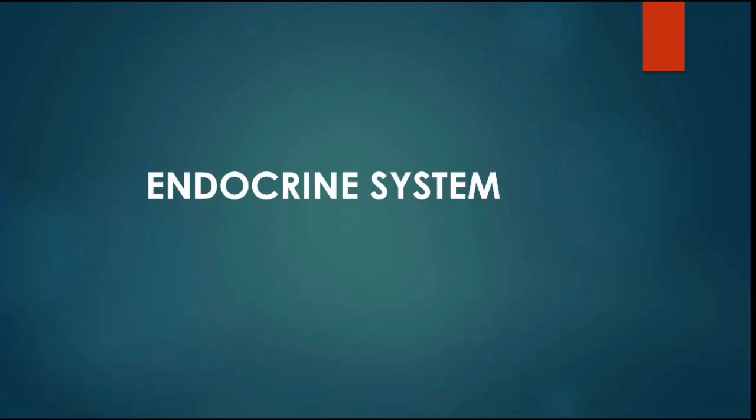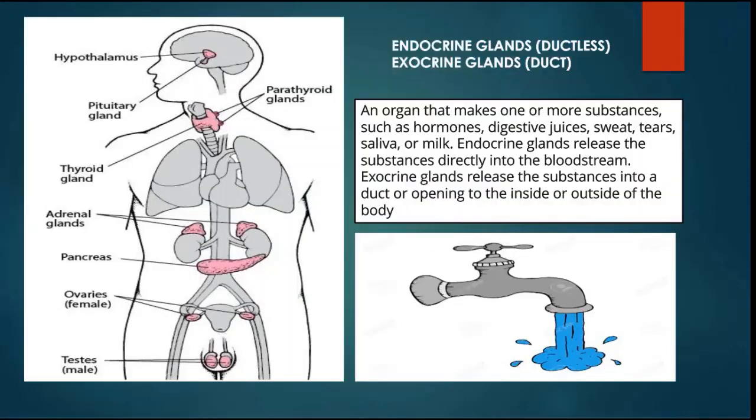Today we're going to talk about the endocrine system, part 2. In the previous lesson we talked about the pituitary gland, what glands are, what hormones are, what endocrine glands and exocrine glands are, and the functions of the hormones secreted by the pituitary gland. We also talked about the things you should put in mind before going into an exam.